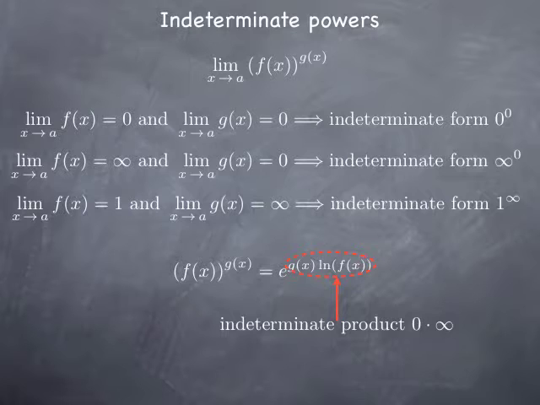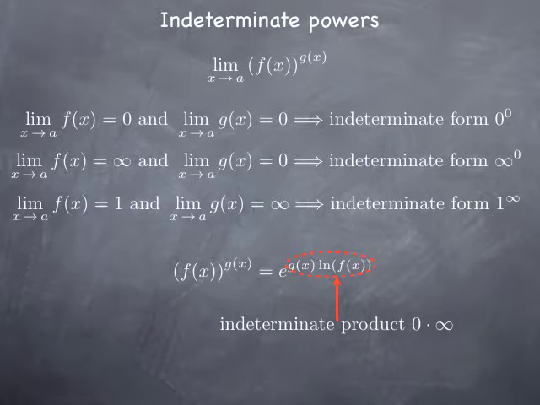In the first case, f and g both go to 0. If f goes to 0, that means ln of f goes to negative infinity. And I multiply by g of x going to 0, so I have an indeterminate product 0 times infinity. Similarly, in the second case, if f goes to infinity, so does ln of f, and g of x goes to 0, so I have again an indeterminate 0 times infinity. In the third case, if f goes to 1, then ln of f goes to 0, and g of x goes to infinity, so the product is again an indeterminate product of the type 0 times infinity.